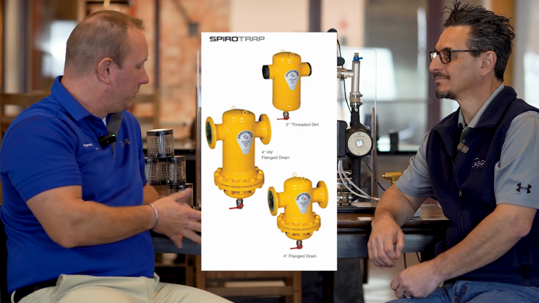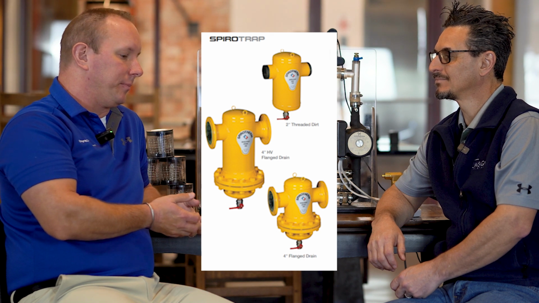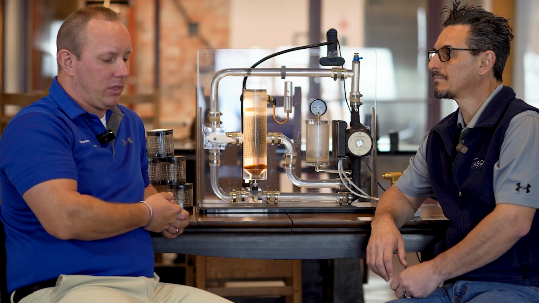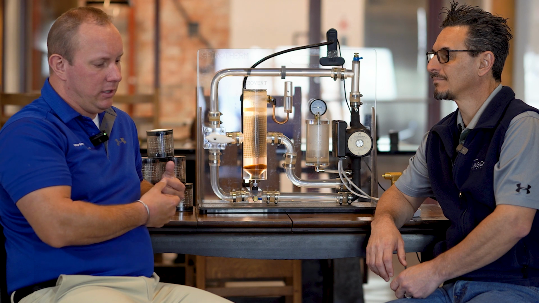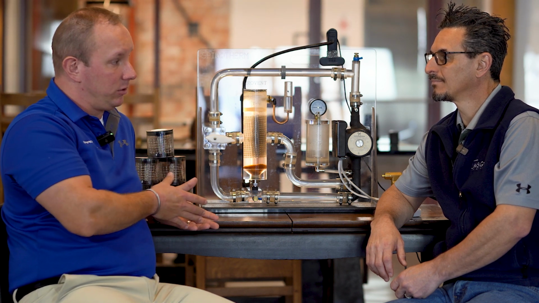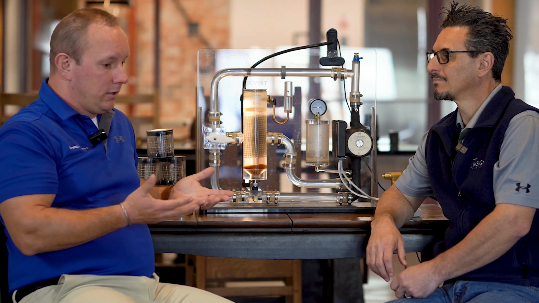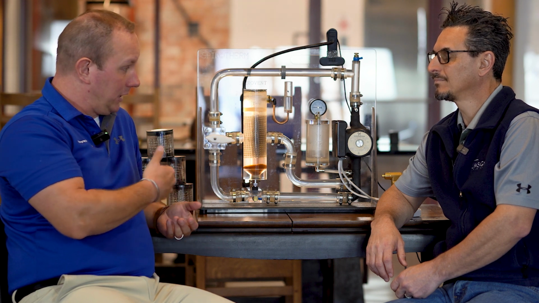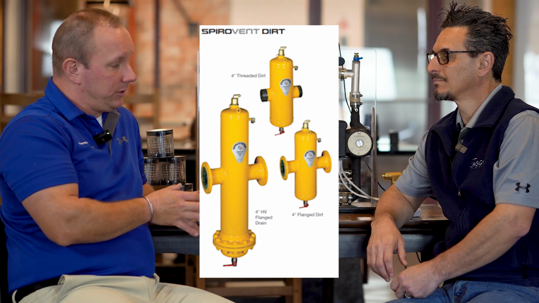Now, a dirt-only unit would be a great opportunity for an open loop system. Cooling tower, exactly. A dirt-only unit is great for that application. Historically, before there was a combination unit, you would have an air-only unit and a dirt-only unit, 2 separate pieces. So go figure, what they did was they combined them together. Makes sense. So now you have an air and dirt separator all built into one product.